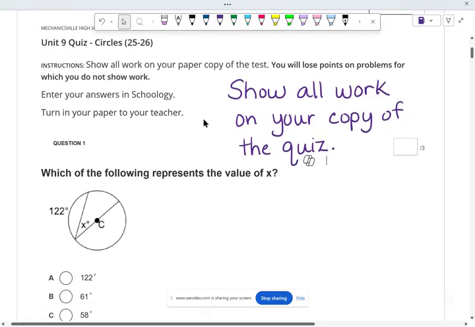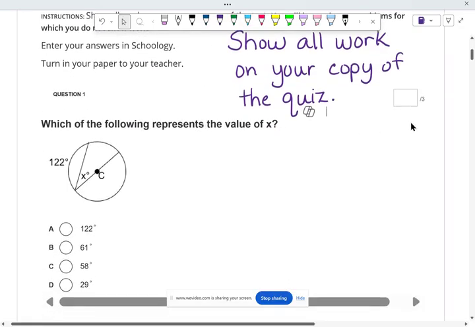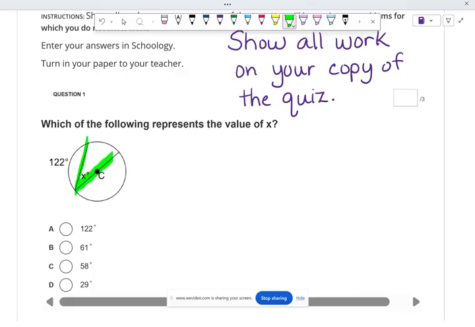All right, question number 1. Which of the following represents the value of x? So the first thing we need to do is decide what kind of angle is angle x. We see that the vertex point for angle x is on the circle. When the vertex is on the circle, that is an inscribed angle. The rule for inscribed is in half.